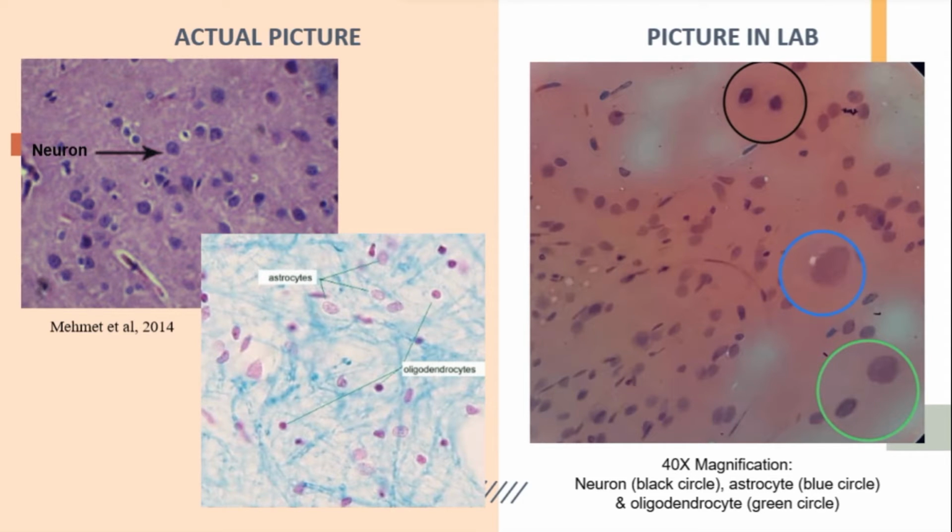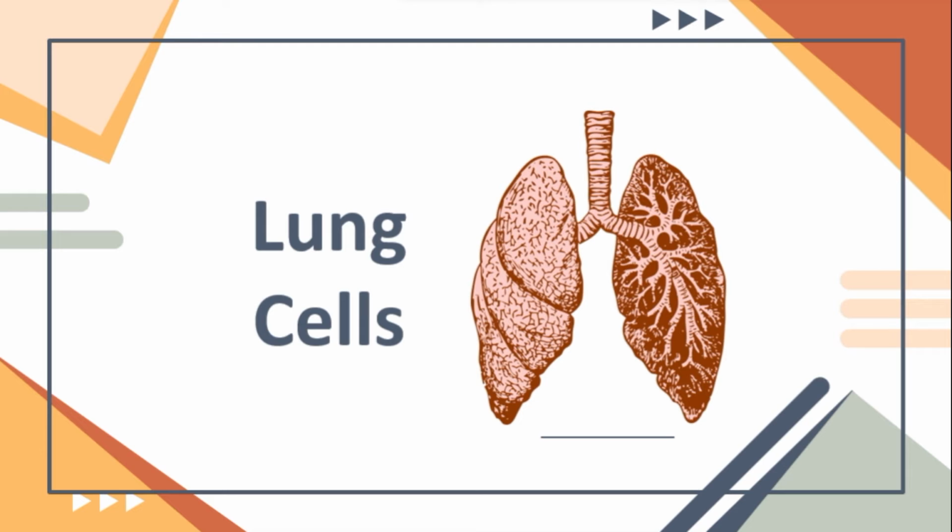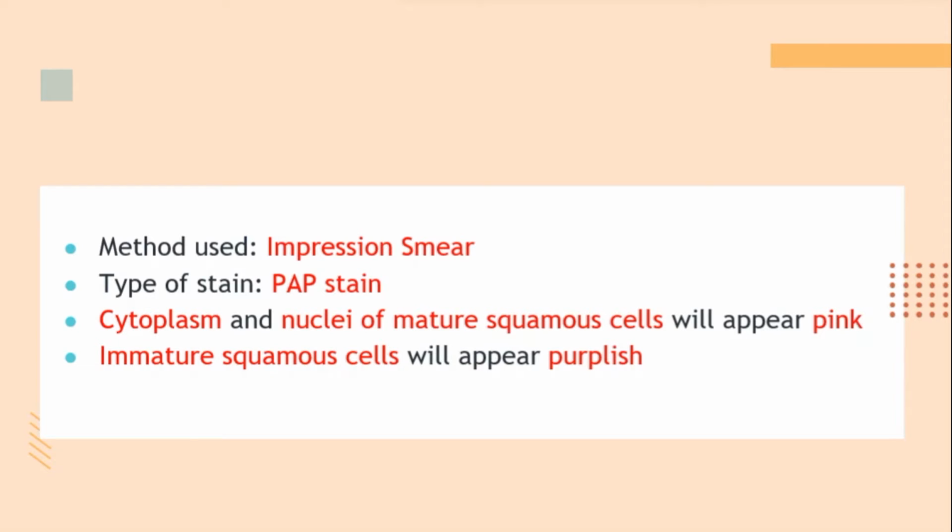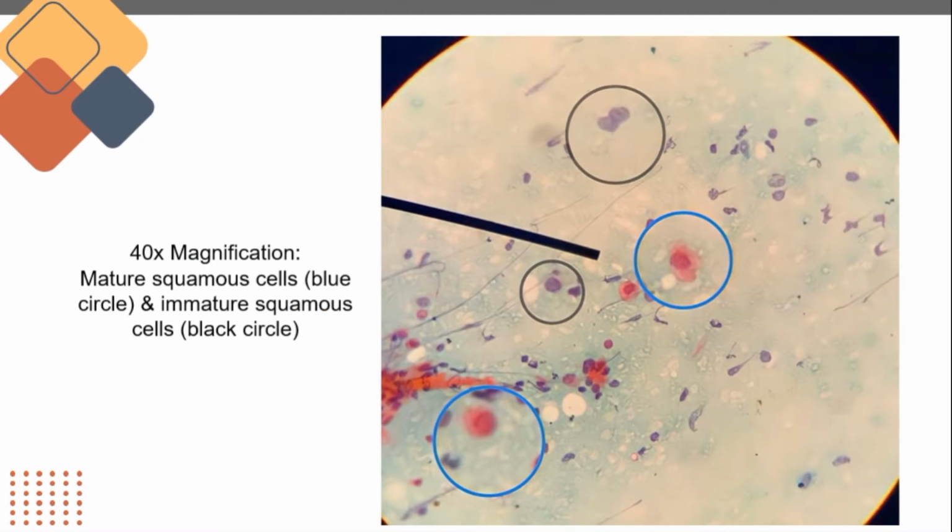Moving on to lung cells. The technique that we have used to obtain lung cells is impression smear. Then, we have stained the slide with PAP stain. Based on the microscopic investigation, we have found both mature squamous cells and immature squamous cells. Mature squamous cells, as shown in the blue circle, are pink in color. Meanwhile, the immature squamous cells, as shown in the black circle, appear purplish.